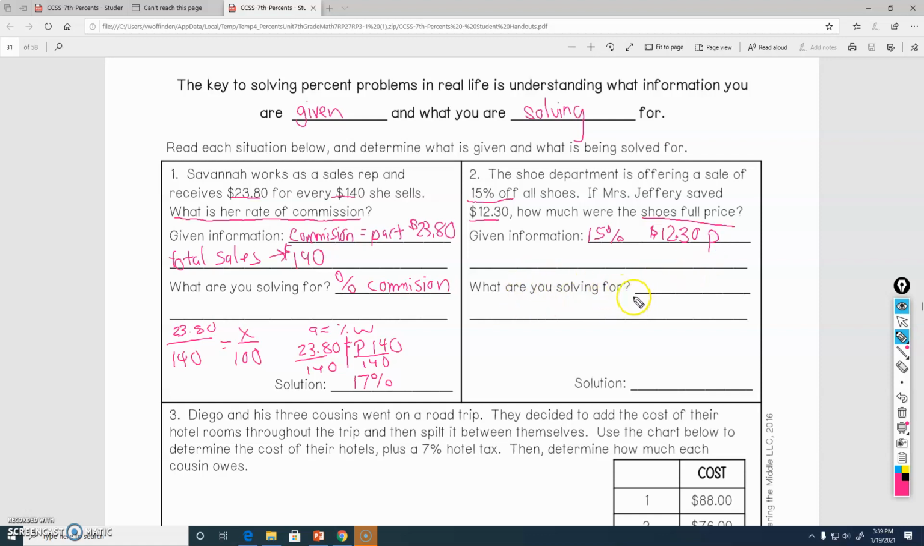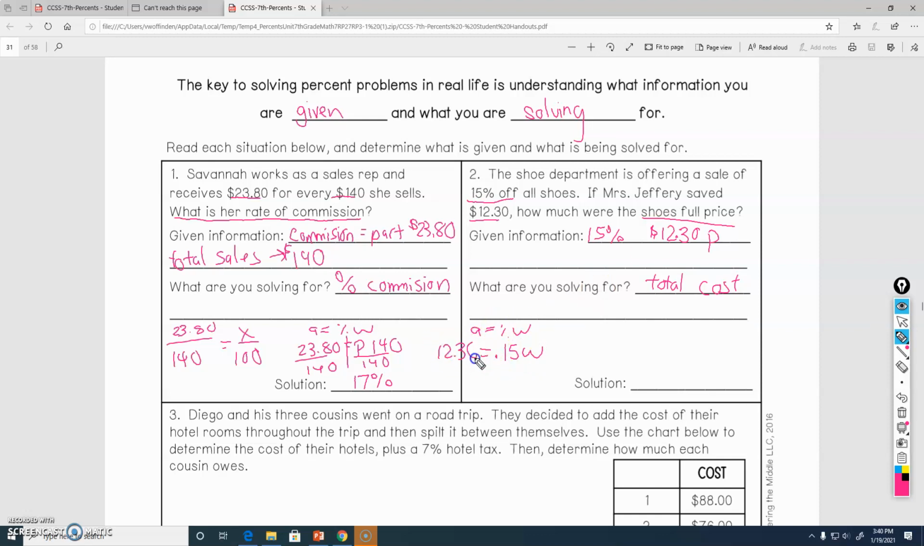What am I solving for? I want to know the total cost. What did the shoes cost? So I will use my percent equation to start. So A equals percent times whole. And whenever I'm doing this, my percent has to be in decimal form. So 0.15 times the whole, I don't know the whole, so I'll do a W, equals my part, which is $12.30.